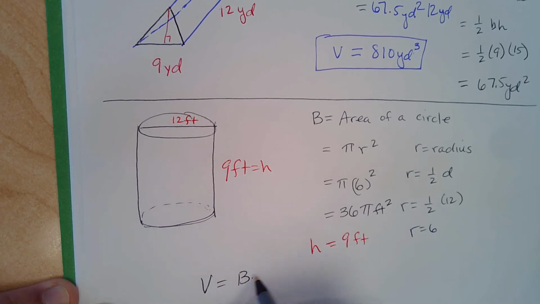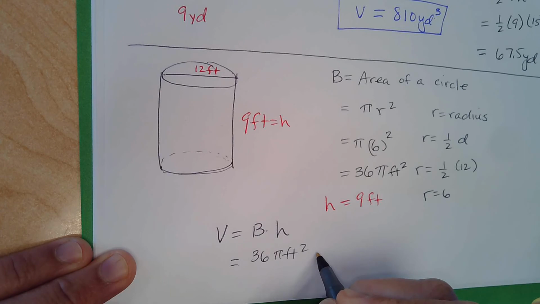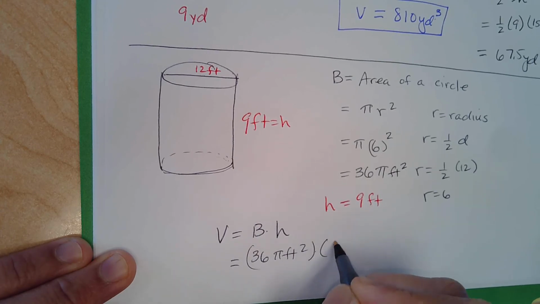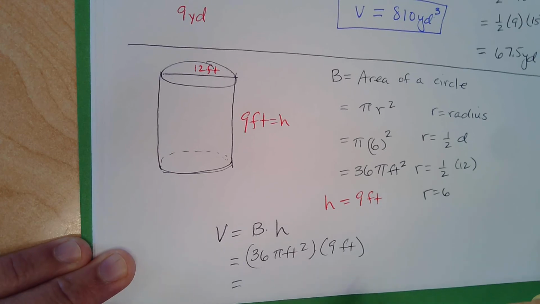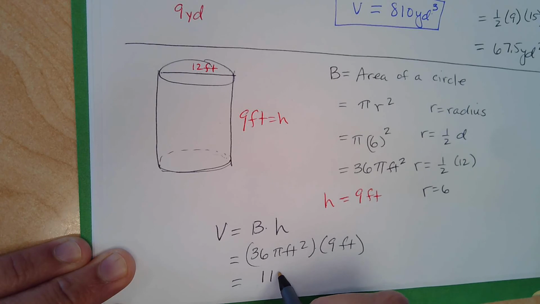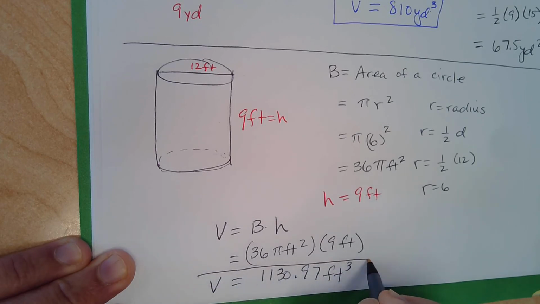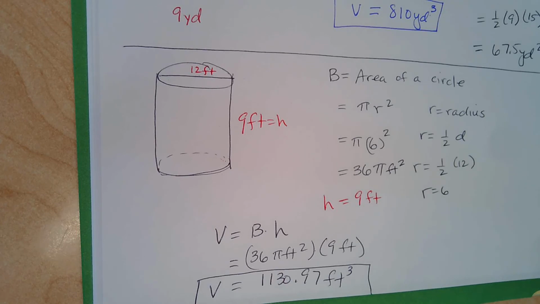It's the same formula. So we have 36 pi feet squared times 9 feet. Our final answer will be 1,130.97 feet cubed. So that is how to find the volume of a cylinder.